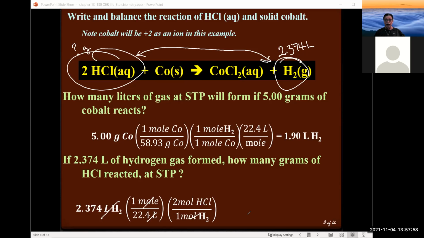So obviously I need the molar mass of hydrochloric acid. It's 35.45, I believe. Yep, for chlorine, and then 1.01 for hydrogen. That's a total molar mass of 36.46 grams per mole HCl.